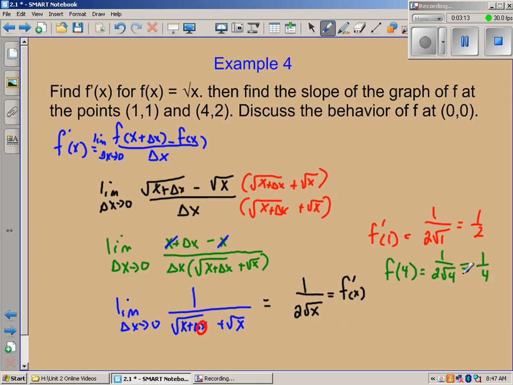And then they want us to discuss what happens at (0, 0). So I'm going to plug 0 into this function just to see what happens. When I take the square root of 0, I get 0. 2 times 0 is 0, so I end up with 1 over 0. And when you end up with 1 over 0, that basically means that you are dealing with a vertical asymptote.